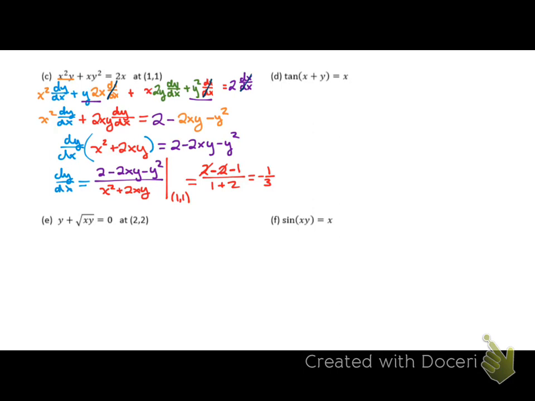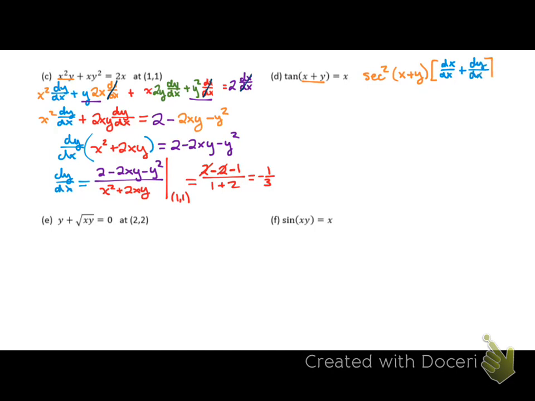Another one, tangent. Now this one doesn't give us a point, which means we're not plugging in a point, we just want to solve for dy/dx. So, because I have a function inside of another function, I have to use chain rule. I take the derivative of the outside first. Remember, the derivative of tangent is secant squared. The inside stays the same. And then I multiply by the derivative of the inside, which is dx/dx plus dy/dx.